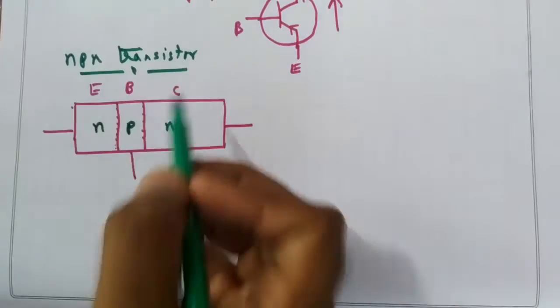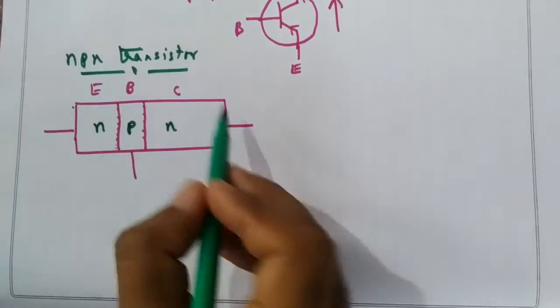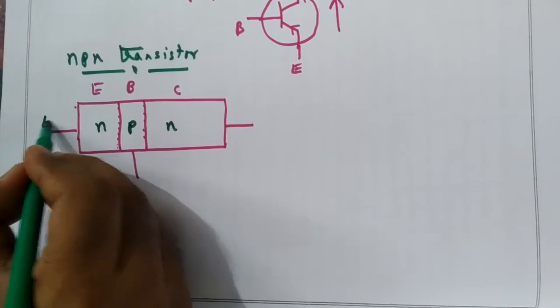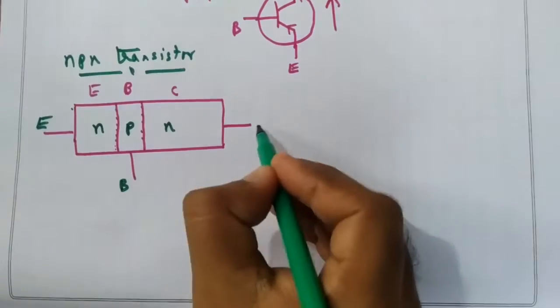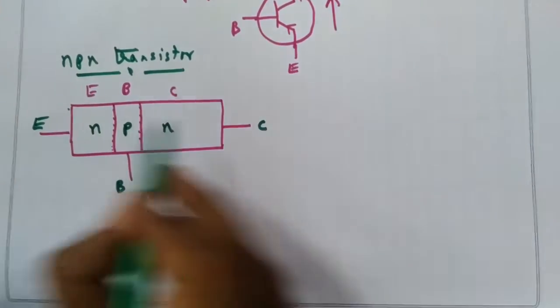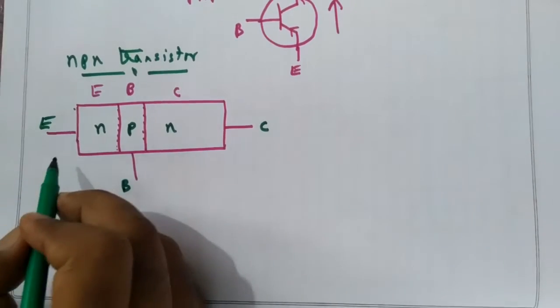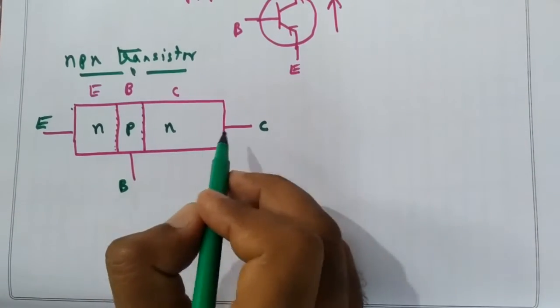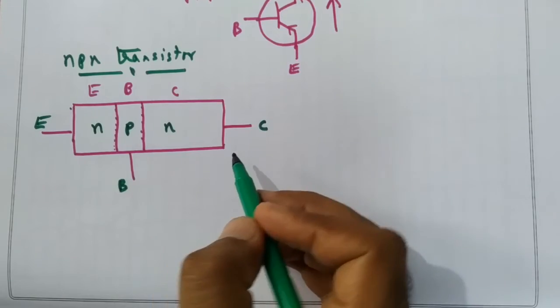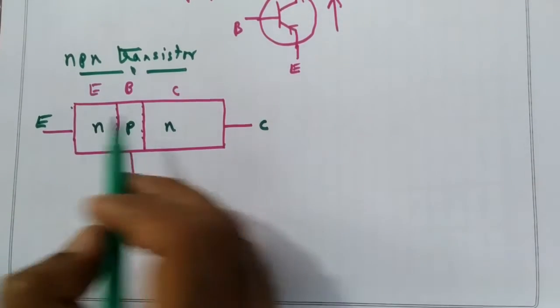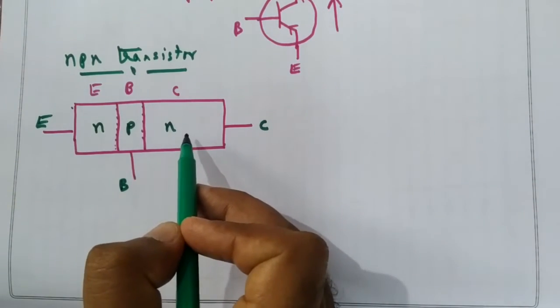Now let us take a NPN transistor. This is a NPN transistor, this is the emitter, this is the base, and this is the collector. Now why the name emitter, base, and the collector? Emitter emits the charge carriers, collector collects the charge carriers. Base will control the flow of charge carriers from the emitter to the collector.